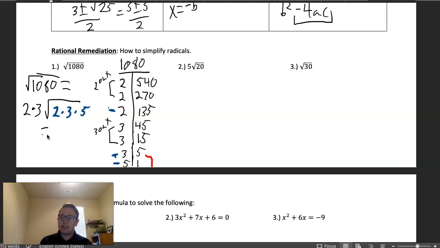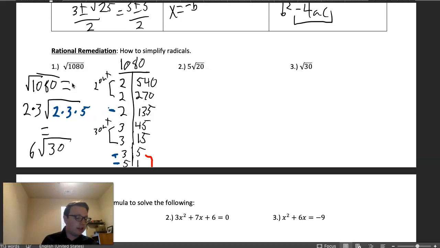And when we simplify this, 2 times 3 is going to be 6. And we're going to have the square root of 2 times 3, which is going to be 6 times 5. So this is going to be 6 square root of 30. Now, if you don't believe me that these two are the same, put both of these into your calculator.